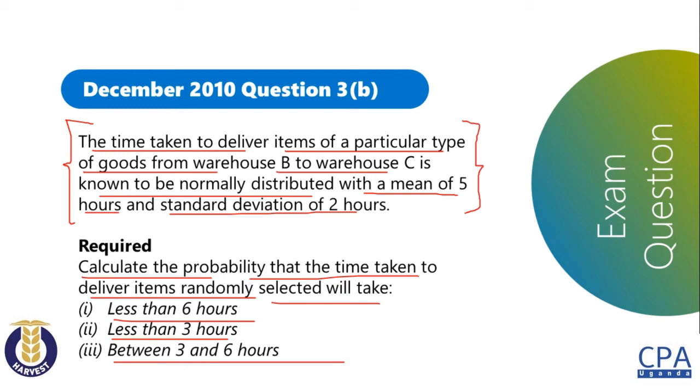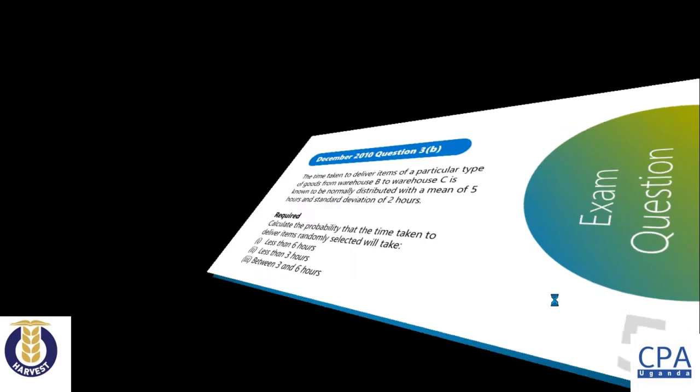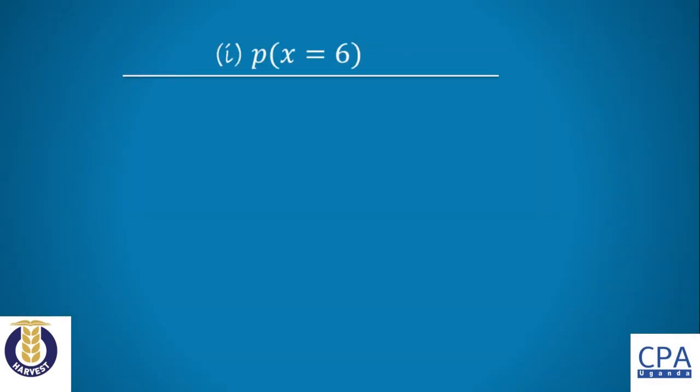Now, of course, for you to be able to clearly understand how to compute the probability of the normal distribution, I will include an extra question on top of these three, and that is the equal to. I want us to first of all look at the probability that the time taken is 6 hours. Then we can move into less than and greater than. That will be quite easy.